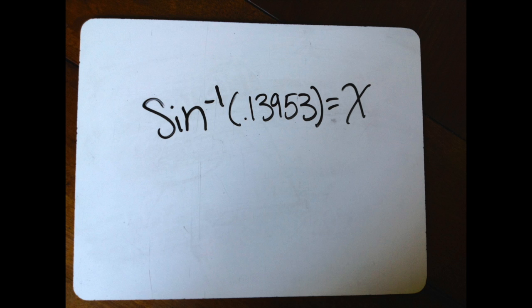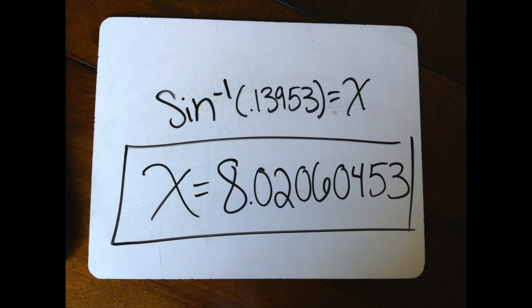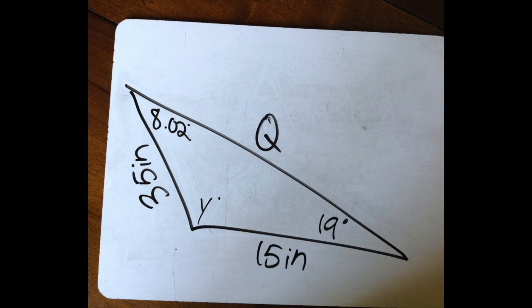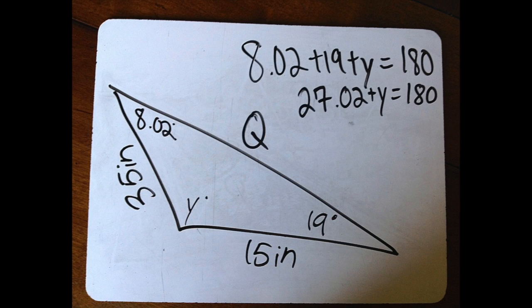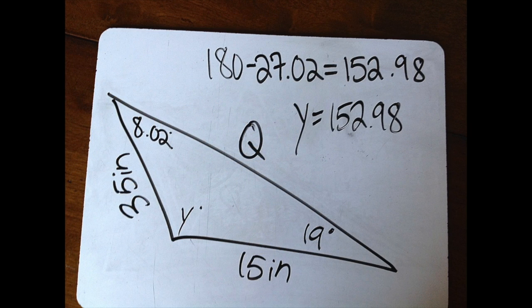Then, to get x completely alone, we must apply arcsine to 0.13953, which then gives us 8.02060453. We can then round that number to 8.02 degrees. Since all three angle measurements must equal 180, if we add 8.02 and 19 degrees, which gives you 27.02 degrees, plus y, then it must equal 180. From then on, you can simply use algebra to solve for y. Once you subtract 27.02 from 180, you'll find that angle y is equal to 152.98 degrees.